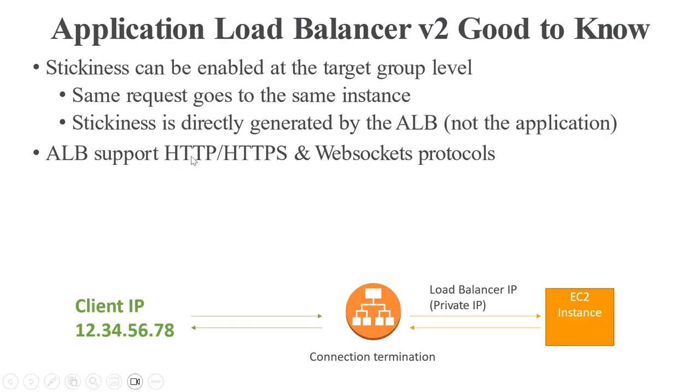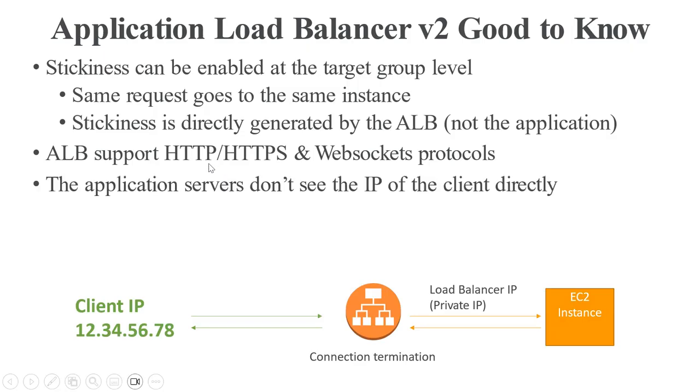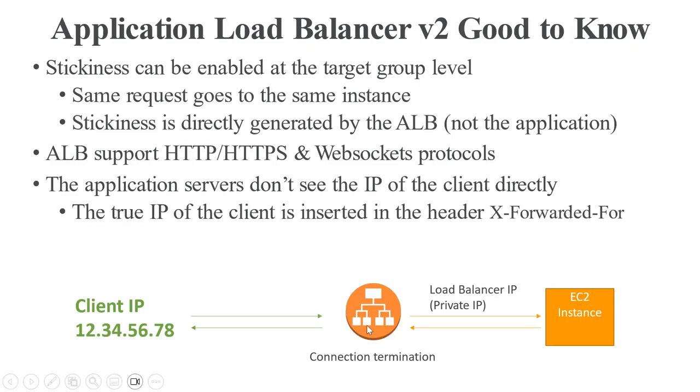The application load balancer supports HTTP, HTTPS, and WebSockets protocols. The application servers don't see the IP of the client directly, because the connection is terminated at the load balancer, and the request is then connected privately and internally to the EC2 instance by the load balancer. The true IP of the client is inserted in the header.